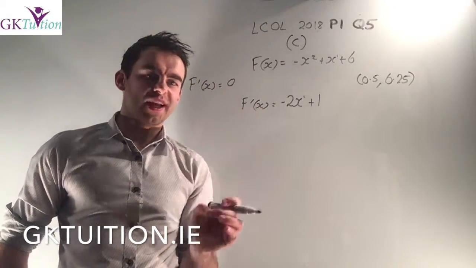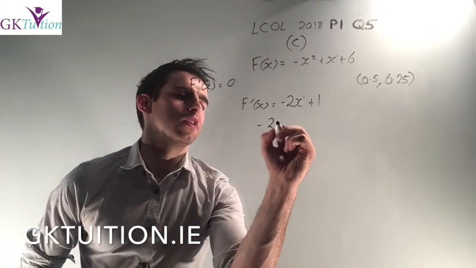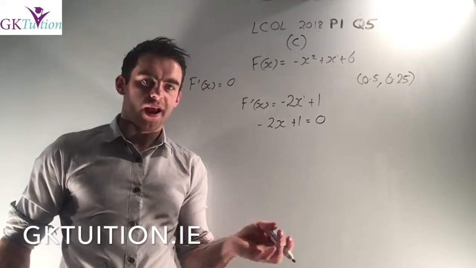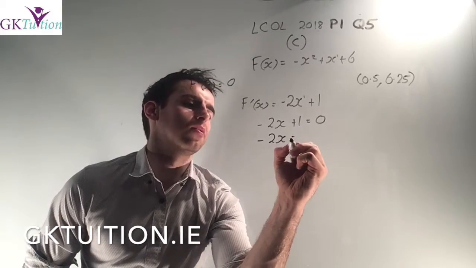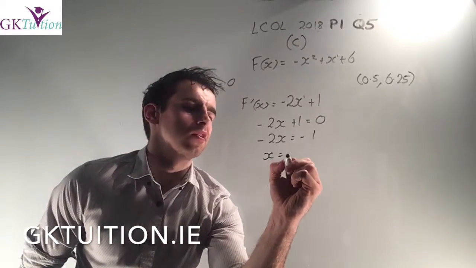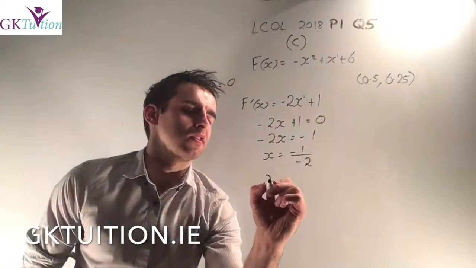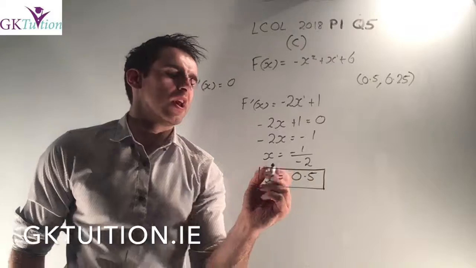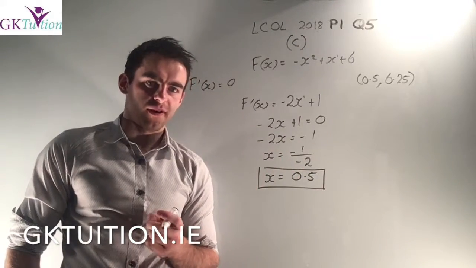Now, in order to identify a turning point, you need to let your first derivative equal to 0. So I'm going to let minus 2x plus 1 equal to 0, and I'm going to solve for x. That means that minus 2x must be equal to minus 1. So if I divide both sides by minus 2, I'll get the value of x. So x is minus 1 divided by minus 2, so your x value works out as 0.5. So that proves that the maximum point exists when x is equal to 0.5.